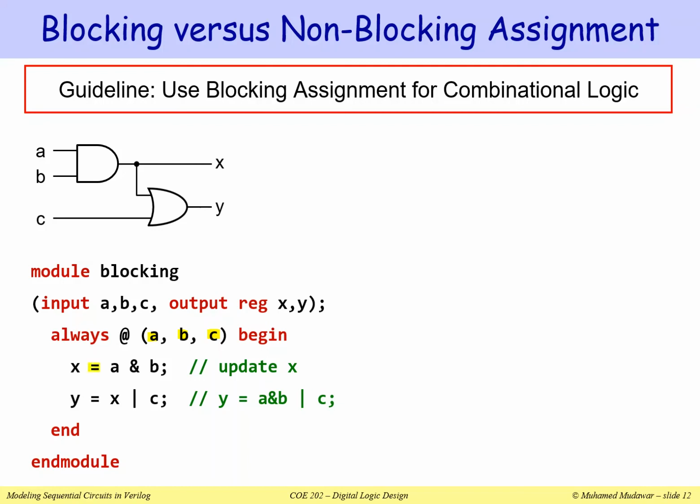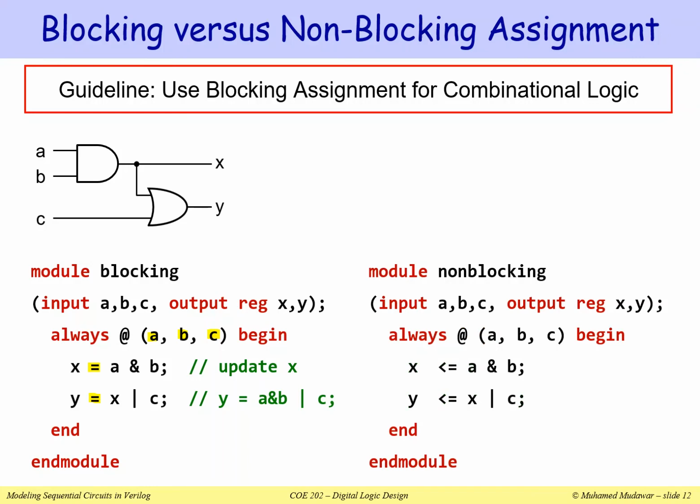Here we have to use the blocking assignment, because it will be wrong to use the non-blocking assignment. Suppose we use the non-blocking assignment instead. Here I'm rewriting the module, but I'm calling it non-blocking. The same inputs A, B, C, the same outputs X and Y, but I use non-blocking assignment to assign to X and Y. This will change the meaning. It will change the circuit.